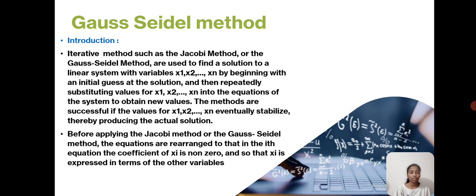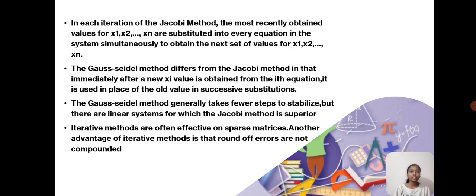actual solution. Before applying the Jacobi method or the Gauss-Seidel method, the equations are rearranged so that in the ith equation, the coefficient of xi is non-zero and so that xi is expressed in terms of the other variables. In each iteration of the Jacobi method, the most recently obtained values for x1, x2 till xn are substituted into every equation in the system simultaneously to obtain the next set of values for x1, x2 till xn.